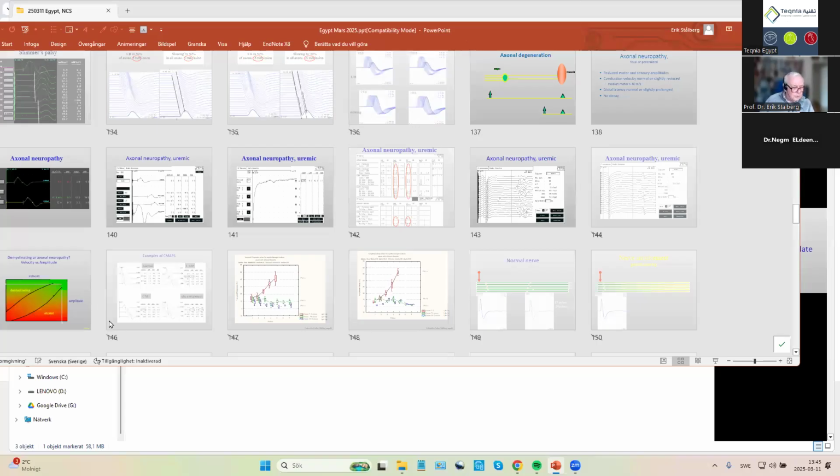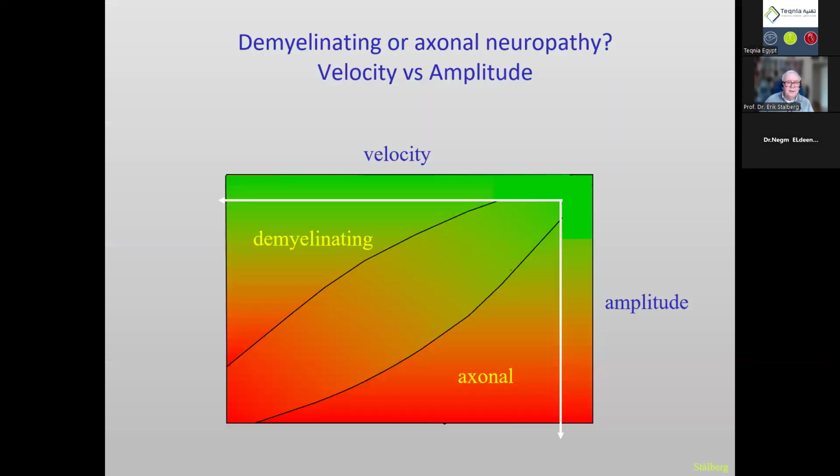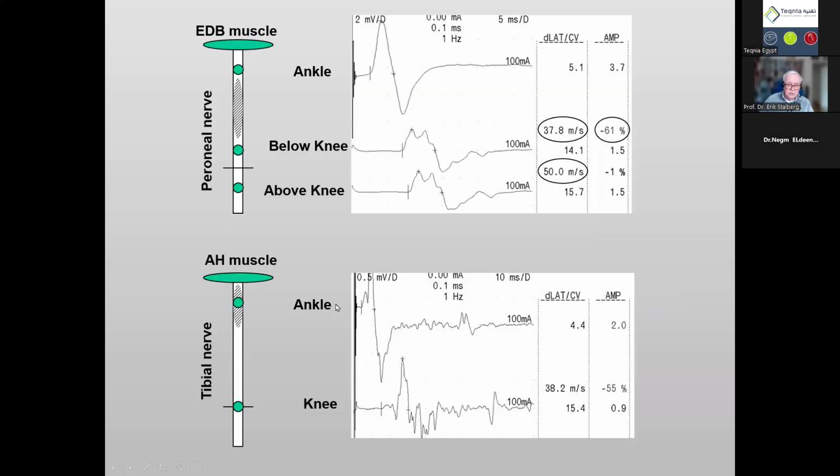Then we shall continue with the slides that I wanted to show you. Here is again just a reminder that the difference between demyelination and axonal is sometimes difficult. Here's velocity, here's amplitude. If we have low amplitude and normal velocity, it's axonal. If we have low velocity and good amplitude, it's demyelination. But the problem is between, and then we say it's mainly so or so.